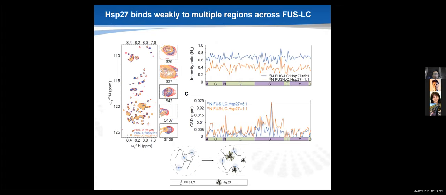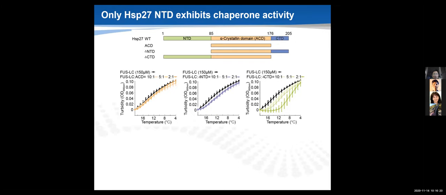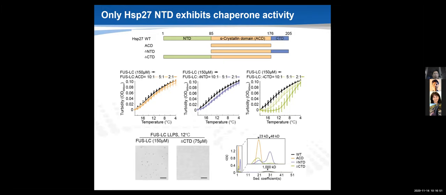And next, we want to know which region or domain HSP27 uses to interact with FUS RC. We made several different constructs, and very interestingly, the well-studied client binding motif of small heat shock proteins showed no effect on FUS phase transition. The CTD also shows nothing. But when we add the NTD region, it starts to show some activity. So only the delta CTD shows some effect, but it's much weaker than the wild type.